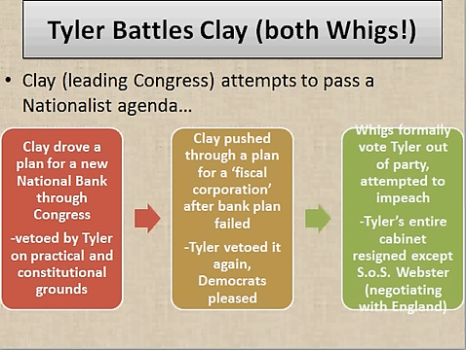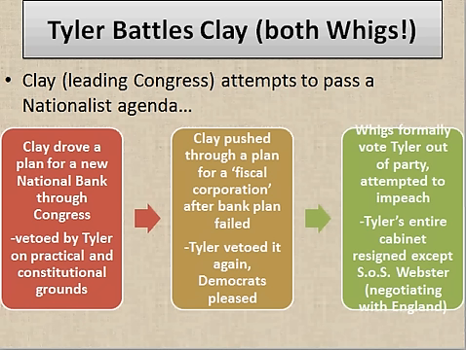The Democrats are pleased. They're watching a Whig president and a Whig legislature, Congress, basically beat each other to a standstill, and the Democrats do not even have to try to block these nationalist reforms. So what happens lastly is that the Whigs actually formally vote Tyler out of the party. They attempt to impeach him, but they're unsuccessful. Tyler's entire cabinet ends up resigning, except for the Secretary of State, Daniel Webster, who was doing some important negotiations with England at the time. We'll get into that in a moment.